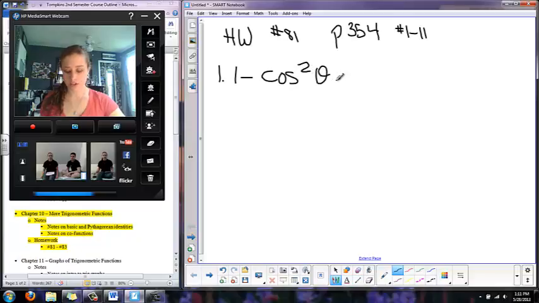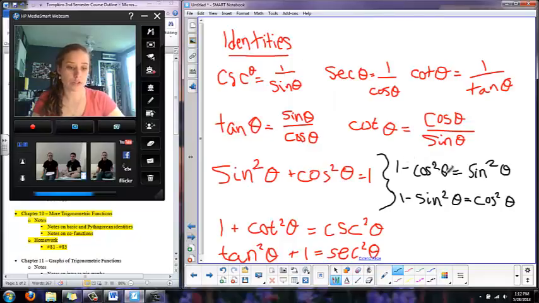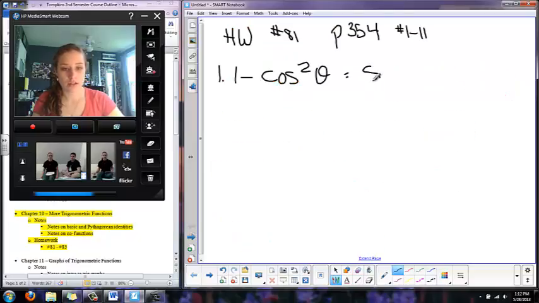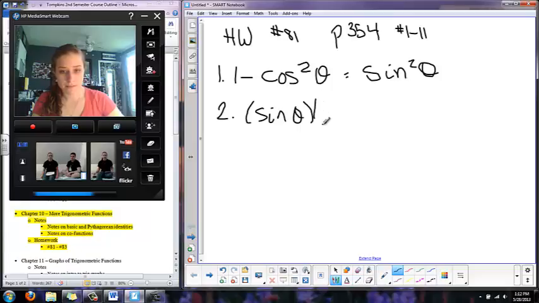So let's go back, and for number 1, we need to rewrite 1 minus cosine squared theta as a single function or constant. I see a 1 and I see something squared, so I'm going to go over to my sheet. 1 minus cosine squared theta is right here, and that is just equal to sine squared theta. See, it's not that bad. Number 2. Sine theta times cosecant theta. We want to try to rewrite this.